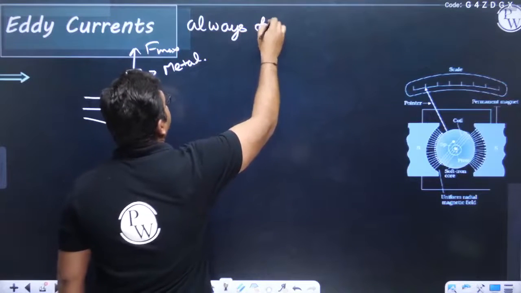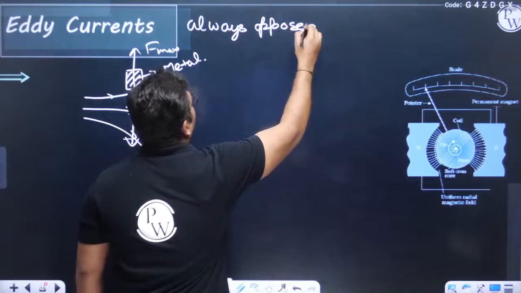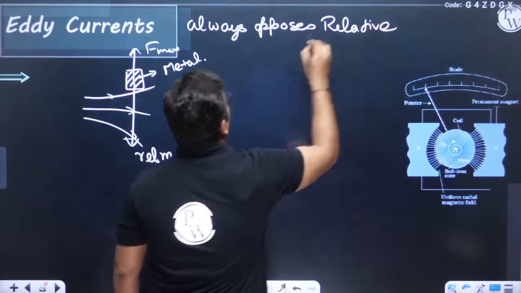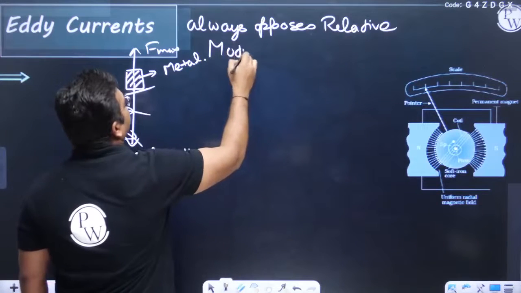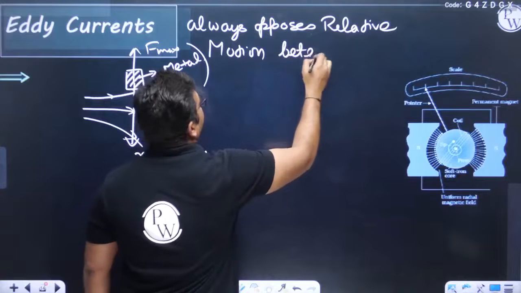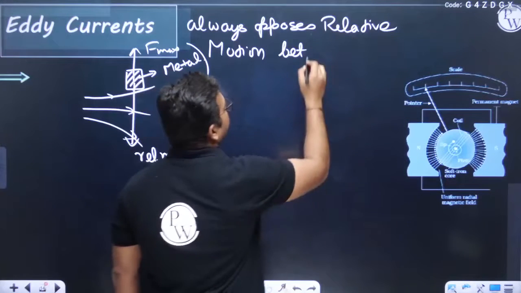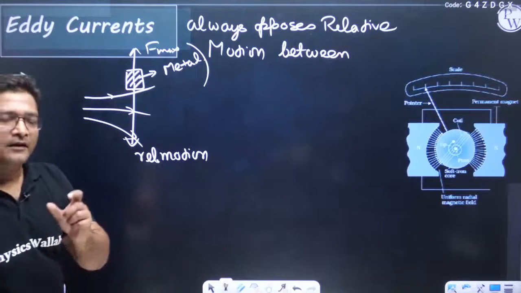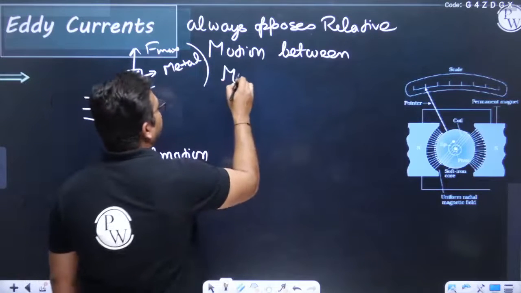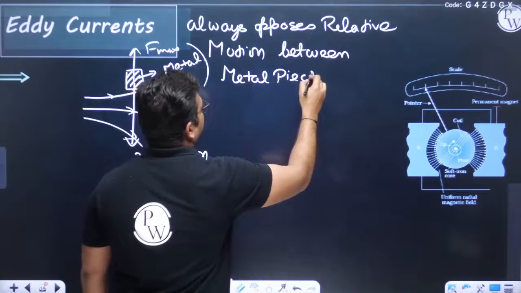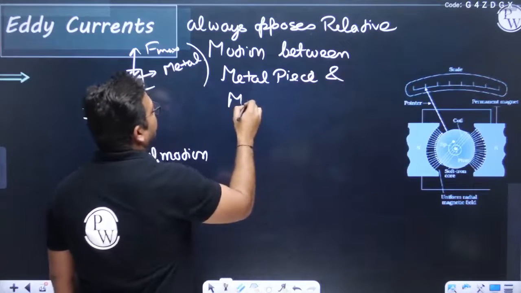Always opposes relative motion between iron piece or metal piece, metal, and magnetic field.